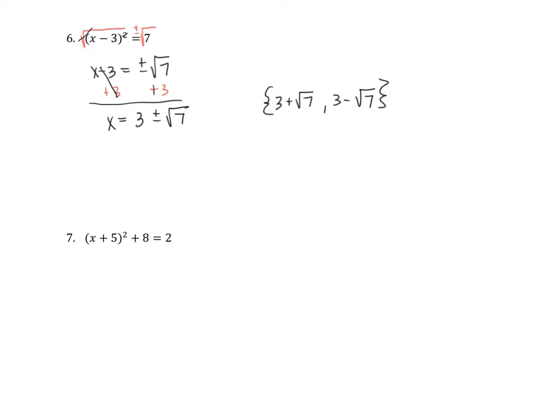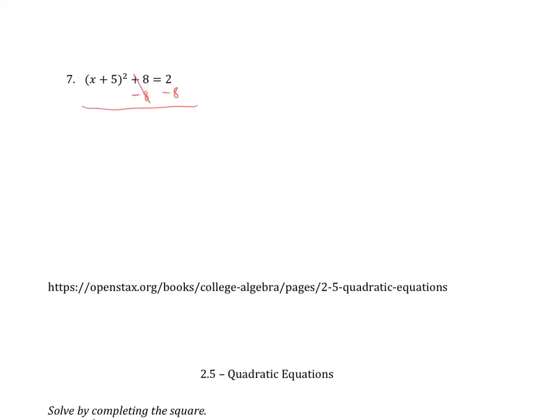So what we want to do is get rid of that 8 from that side. So we're going to subtract 8 from both sides. Okay. This will give us (x + 5) squared equals -6. Now you can see that the whole left-hand side is squared. So at this point, we can use the square root property, take the square root of both sides.